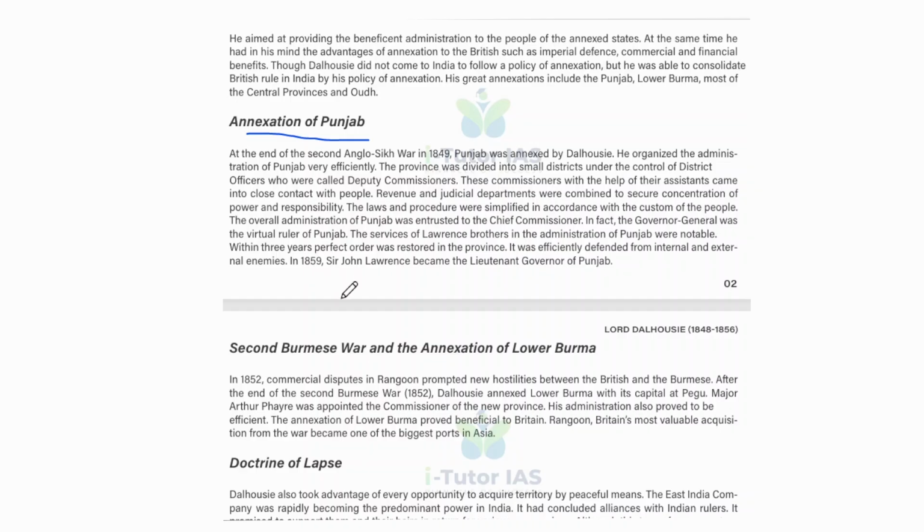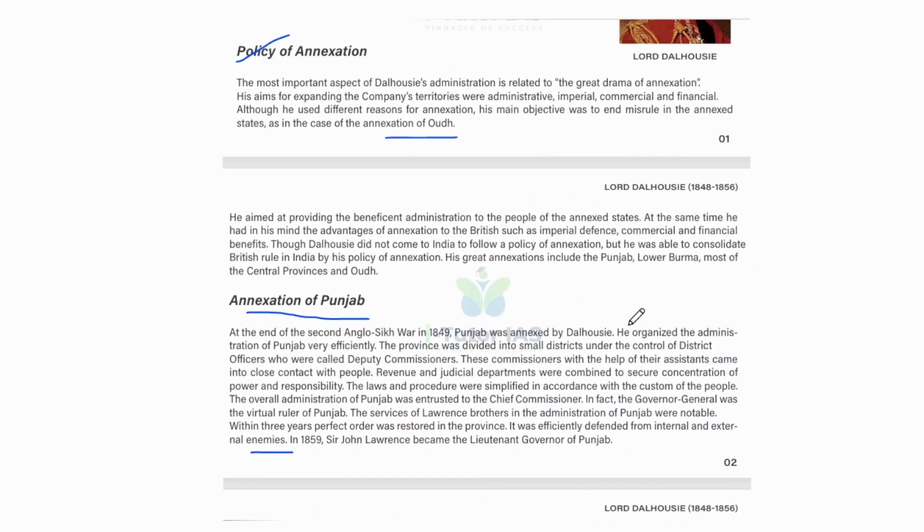In fact, the Governor General was the virtual ruler of Punjab, and the services of the Lawrence brothers in the administration of Punjab were notable. Within 3 years, perfect order was restored in the province, and it was efficiently defended from internal and external enemies. And in 1859, Sir John Lawrence became the Lieutenant Governor of Punjab.